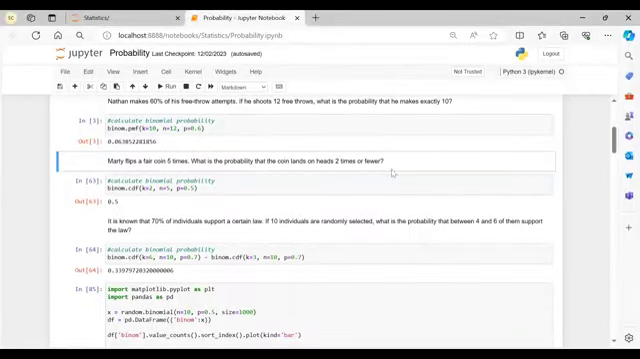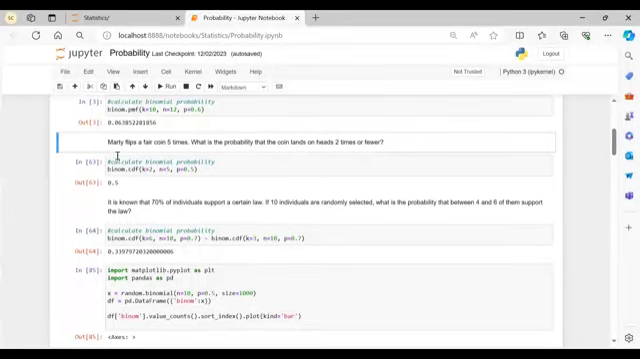Okay. Now take another scenario. Marty flips a fair coin 5 times. Fair coin, you have to keep it in mind. Five times, what is the probability that the coin lands on heads 2 times or fewer? Now you have to understand this problem. Here I want to find out the probability of getting 2 times heads or fewer. That means I want to find the probability of x equal to 2 plus probability of x equal to 1 plus probability of x equal to 0. So 2, 1, 0.